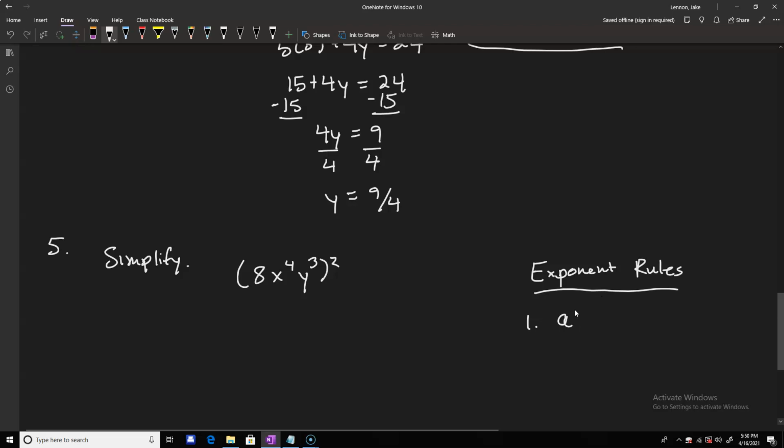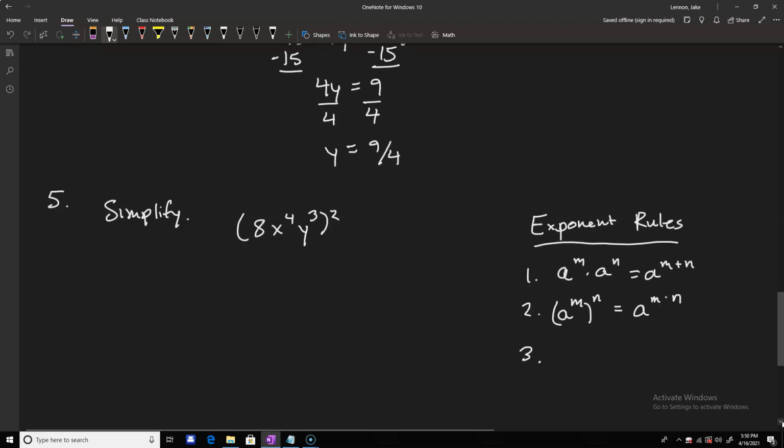The first one I don't think we're going to use in this problem, but if you have a to the m times a to the n, it's a to the m plus n. Second one, if you have a to the m raised to the n, in this case you multiply the exponents, so this is a to the m times n. And the third one is if you have multiple factors all being raised to a power, that power gets applied to each factor. So if you had, say, an a and a b raised to the nth, then this would be a to the n times b to the n. So we're going to be using rules number 2 and 3 to simplify this expression.